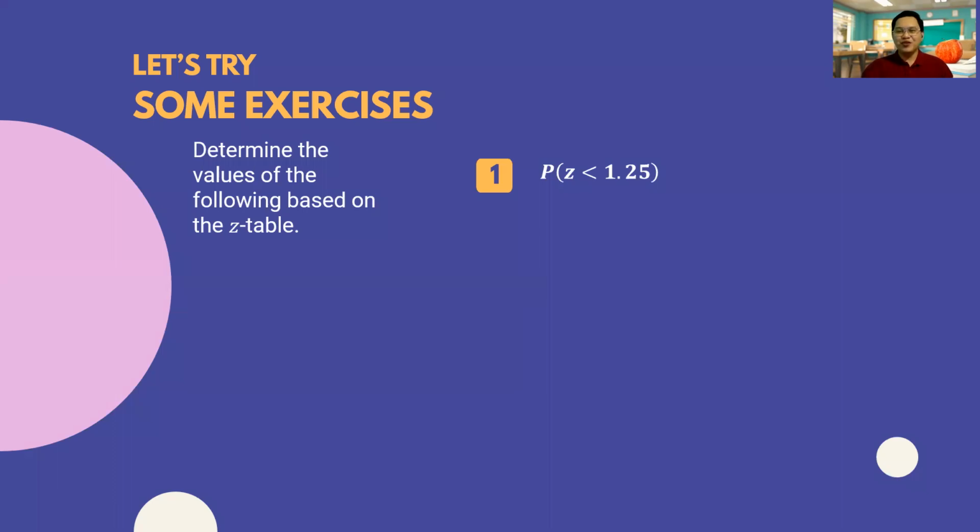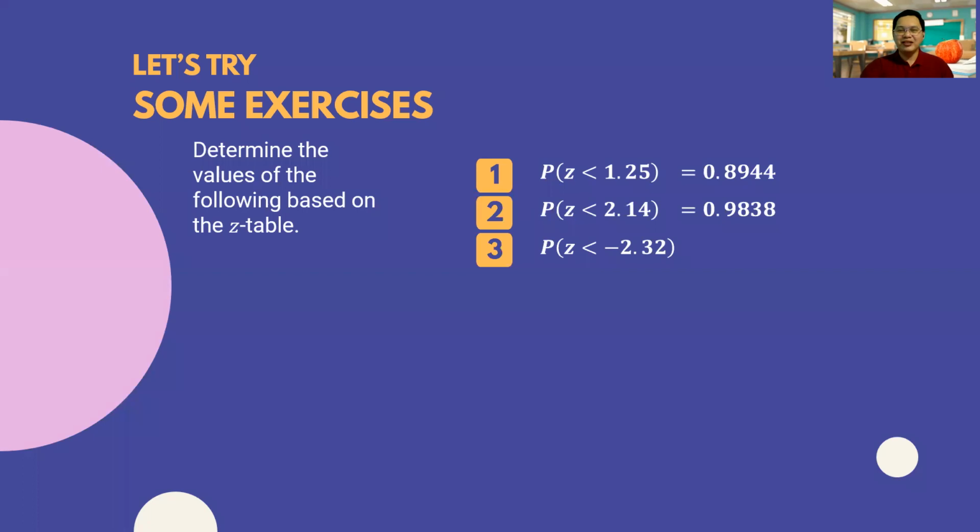Okay, now if you've already found the answer and you found that it's equal to 0.8944, you're actually correct. Let's take a look at the second one. The probability that Z is less than 2.14 is actually equal to 0.9838, or 98.38%. How about the third one?